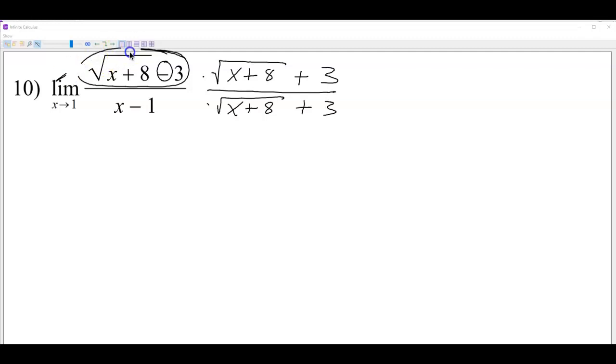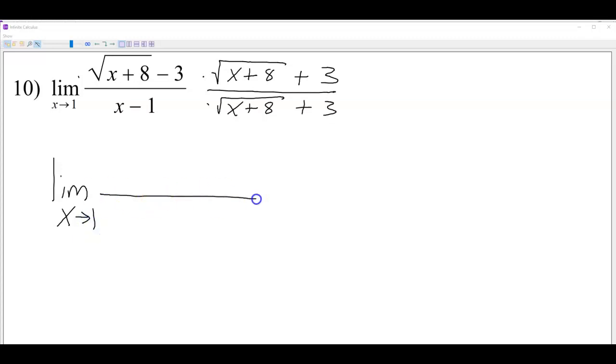So, let's go ahead and clean that up a little bit. All right. Now, on the bottom, then we're going to have x minus 1. And then we're going to have this whole thing as well.